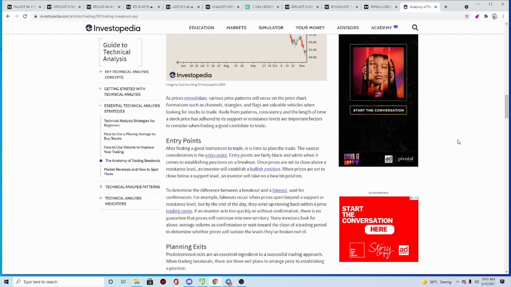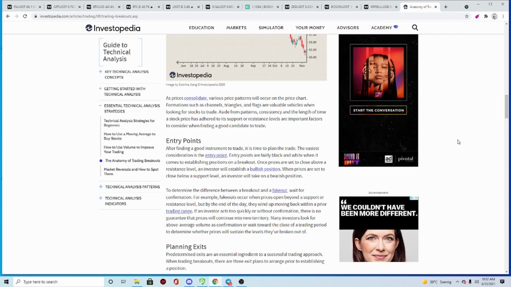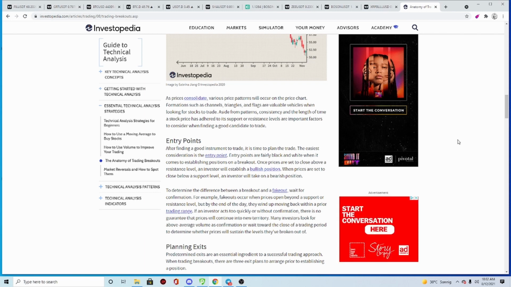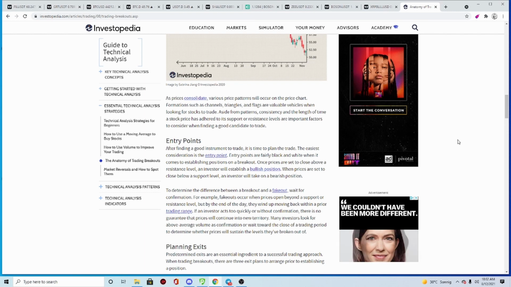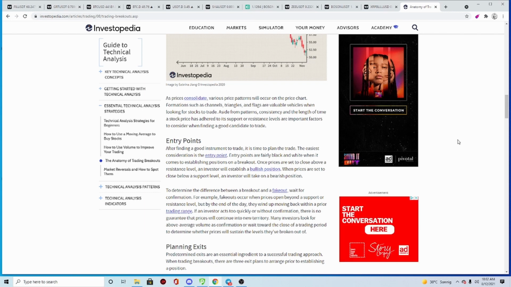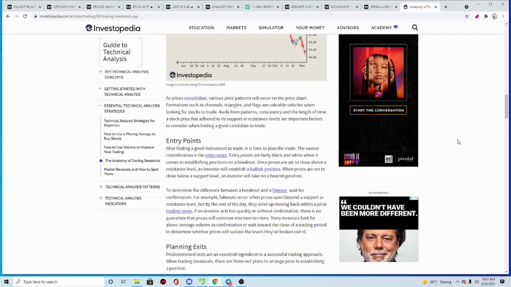So, as prices consolidate, various price patterns will occur on the chart. Formations such as channels, triangles, and flags are valuable vehicles when looking for stocks to trade. Now, aside from patterns, the consistency and length of time an asset price has adhered to its support or resistance levels are important factors to consider when finding a good asset to trade.